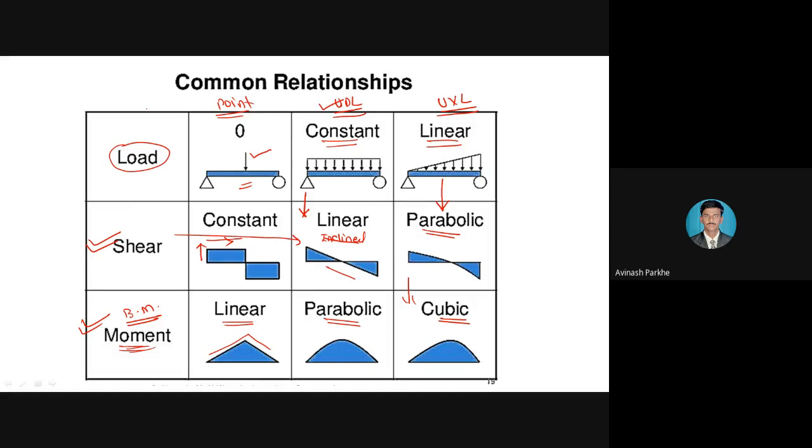So if a point load is given, in the shear force diagram the point load will be represented by the vertical or the inclined line. That point load can be represented in the bending moment diagram by the inclined line. Then the second load, UDL. In the shear force diagram, UDL can be represented by the linear or the inclined line. But in the BMD, it can be represented by the parabolic curve. Third load, UVL. In shear force, it can be represented by the parabolic curve. And in the bending moment diagram, it can be represented by the cubic curve. So understanding of this particular table is very important.